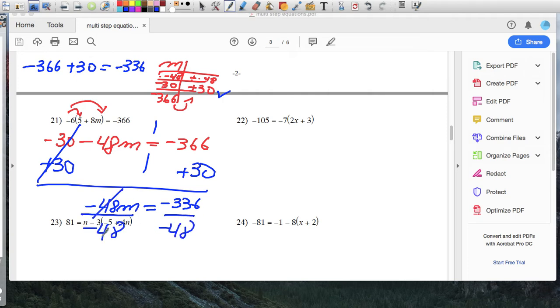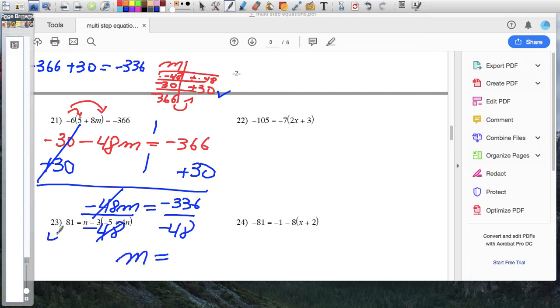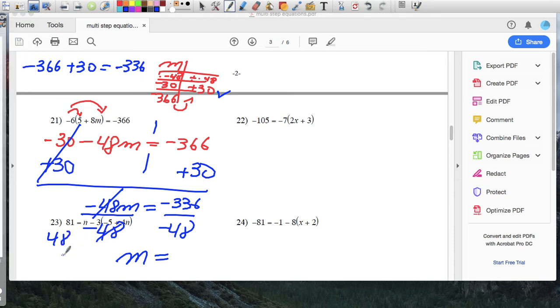A negative divided by a negative is a positive. I have m left over. And negative 336 divided by 48 is going to be 7. 7 times 6 is 42, carry the 4. 7 times 4 is 28, plus 4 is 32. So m equals 7. Check.